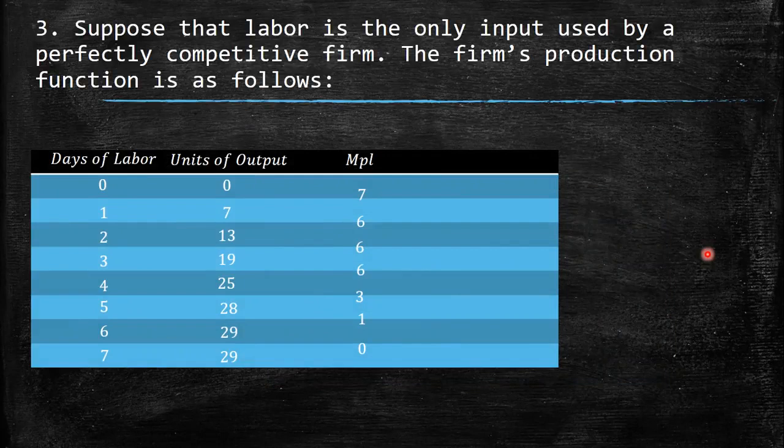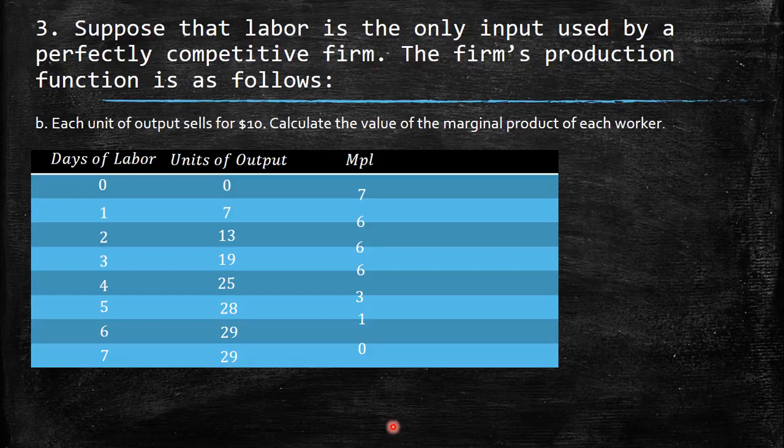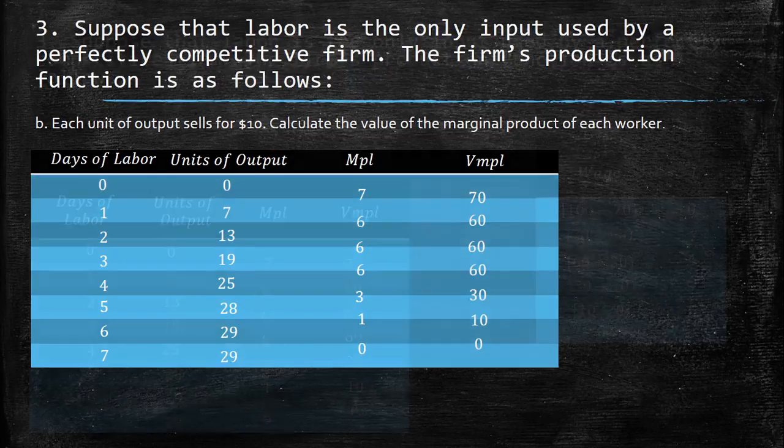Then here is the same information that we found before, and each unit of output sells for 10. Calculate the value of the marginal product for each worker. The value of marginal product of labor, remember, is exactly the marginal product of labor times the price. So it should be 10 by 7, 6 by 10, and so on and so forth. And then we will finish here.